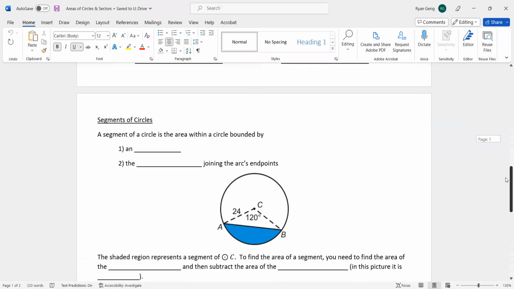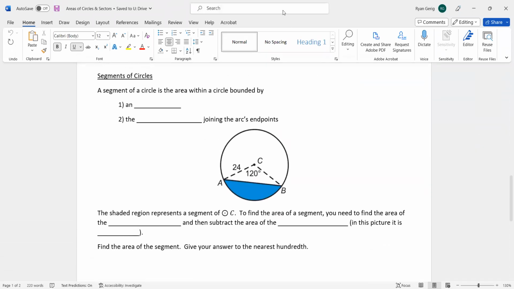All right. Segments of a circle. So a segment of a circle is the area within a circle bounded by two things. So basically, the two things that create this are, first of all, an arc. And the second thing is the segment joining the arc's endpoints. So I've got the arc, and then the segment connecting them makes my segment. So the shaded region represents a segment of circle C.